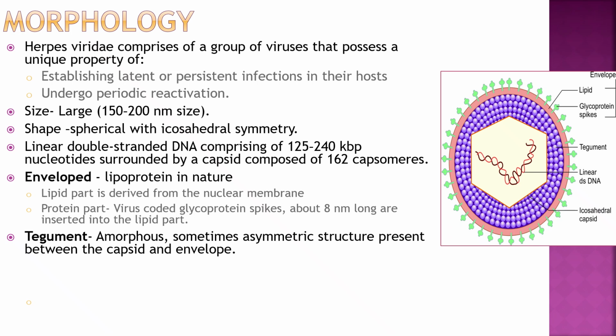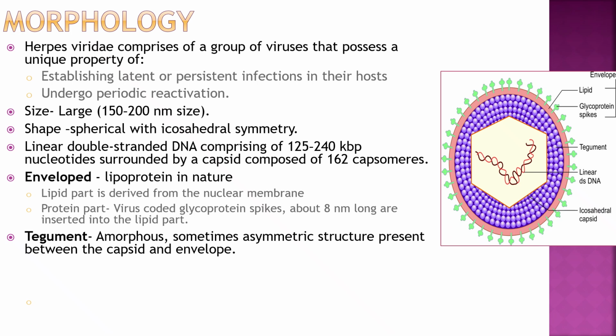Morphology of herpes virus. Herpesviridae comprises a group of viruses that possess a unique property of establishing latent or persistent infections in their host, and undergo periodic reactivation. Size is large, 150 to 200 nanometer. Shape is spherical with icosahedral symmetry. Linear double-stranded DNA comprising 125 to 140 kbp.